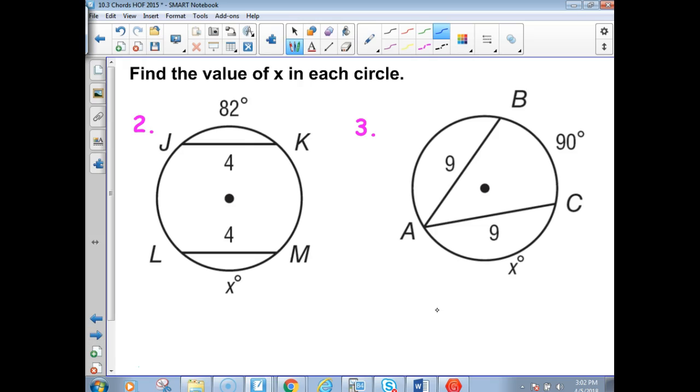All right, number 2. That should be a really fast question. These are equal, therefore the arcs are congruent, and so x is 82.